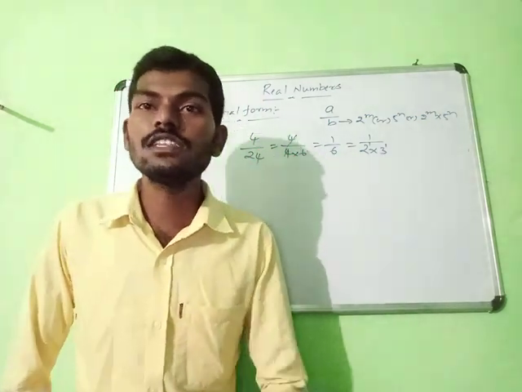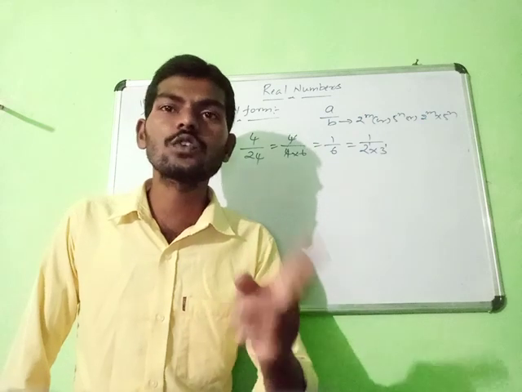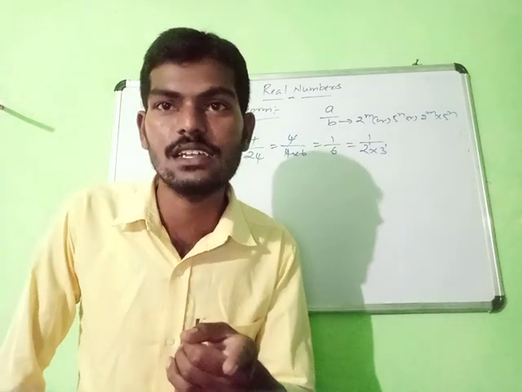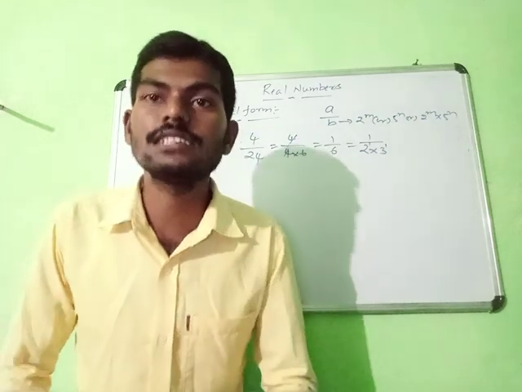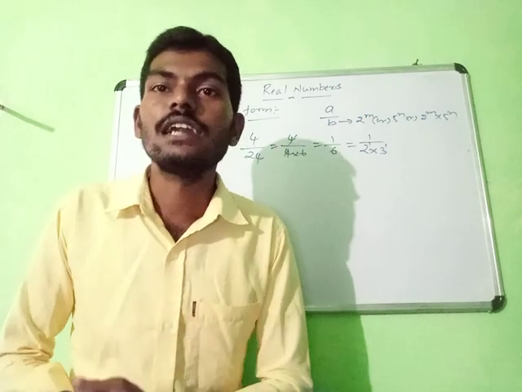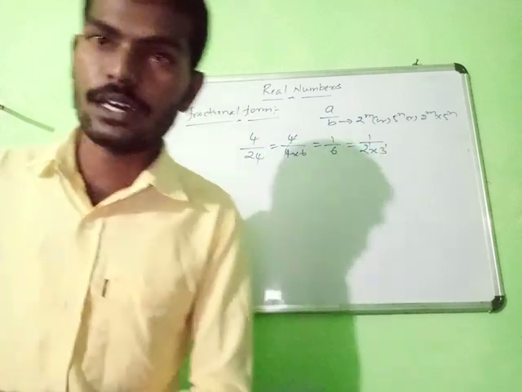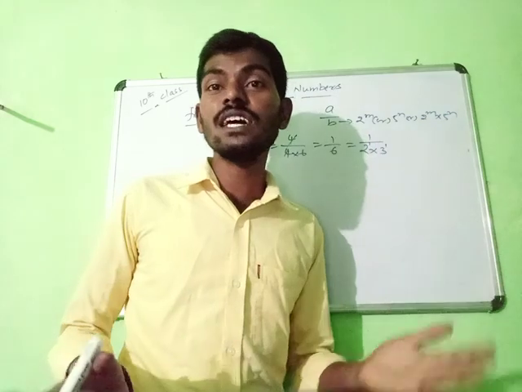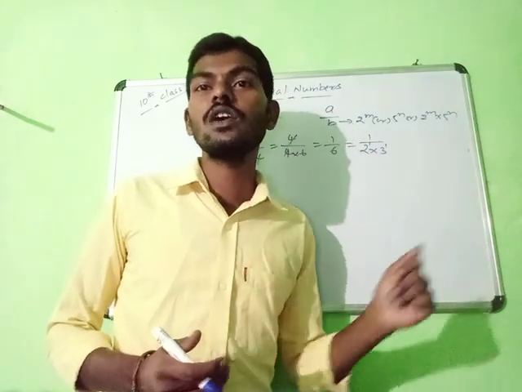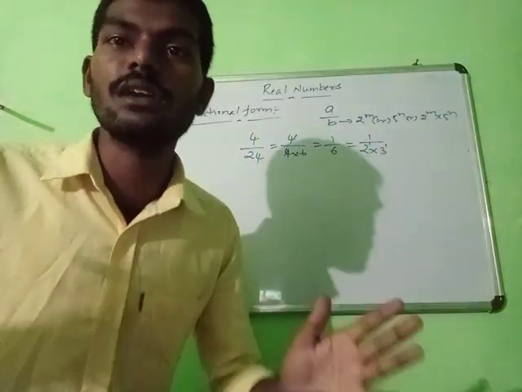But if there is the product of 2 and another number except 5, or the product of 5 and another number except 2, then it is always a non-terminating and repeating decimal number. Here 2 into 3 is there, so 2 is there, 5 is not there, 3 is there. So this is also a non-terminating and repeating decimal number.